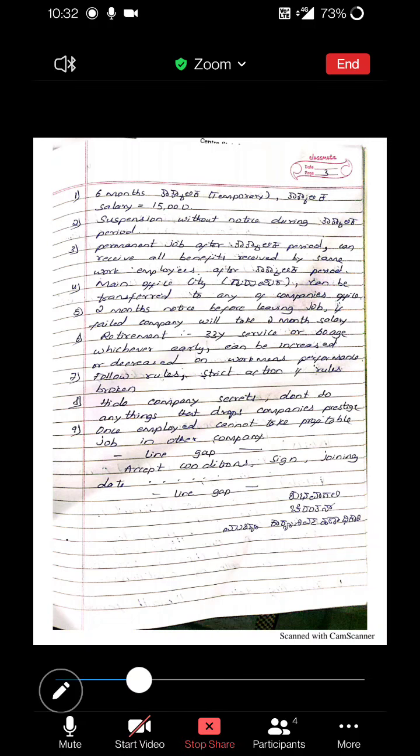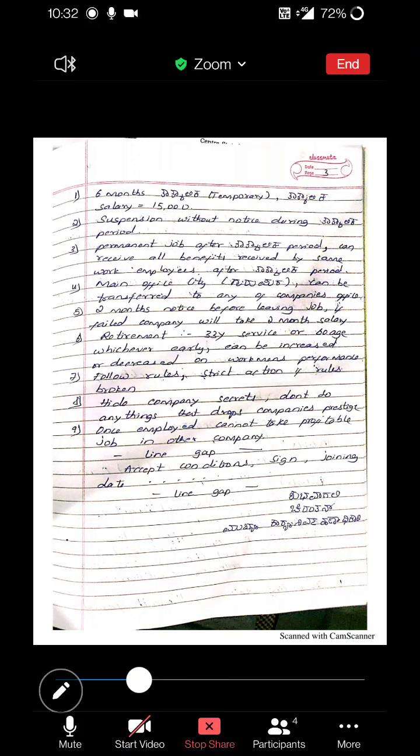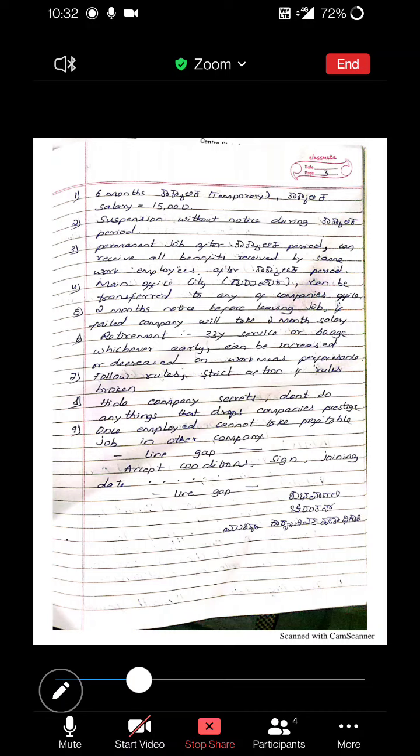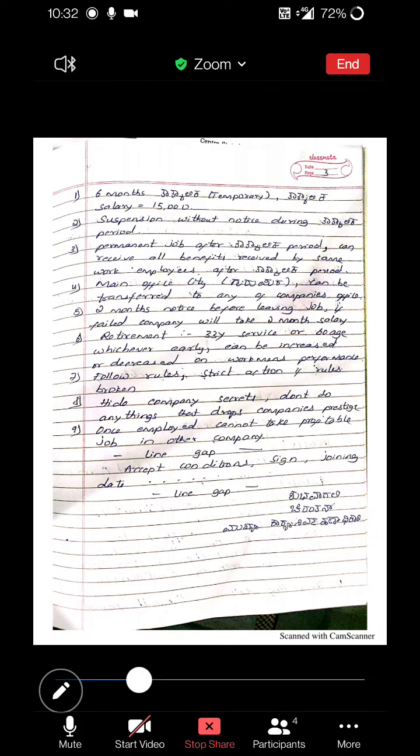So what this letter contains in the textbook: 6 months Tatkalik, temporary, Tatkalik salary 15,000. So for 6 months he will be appointed as a temporary person. Tatkalik means temporary. So for 6 months he will be appointed as a Tatkalik member, and the Tatkalik salary will be 15,000 rupees. The next part is suspension without notice during the Tatkalik period. He could be suspended anytime during the Tatkalik period without any reason or notice.